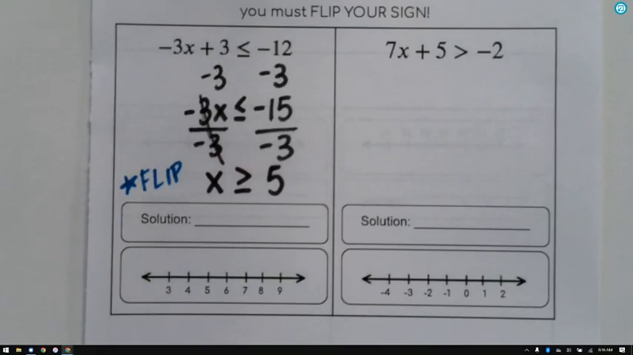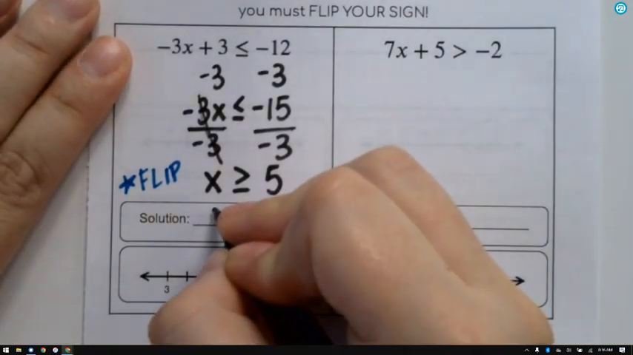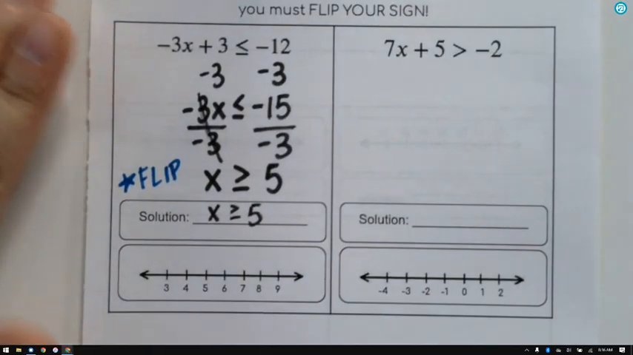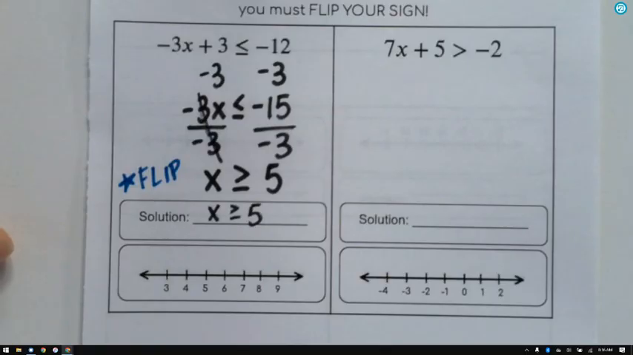Okay, so our solution here is x is greater than or equal to 5. You could have just written it once in that box instead of writing it above and below that box.